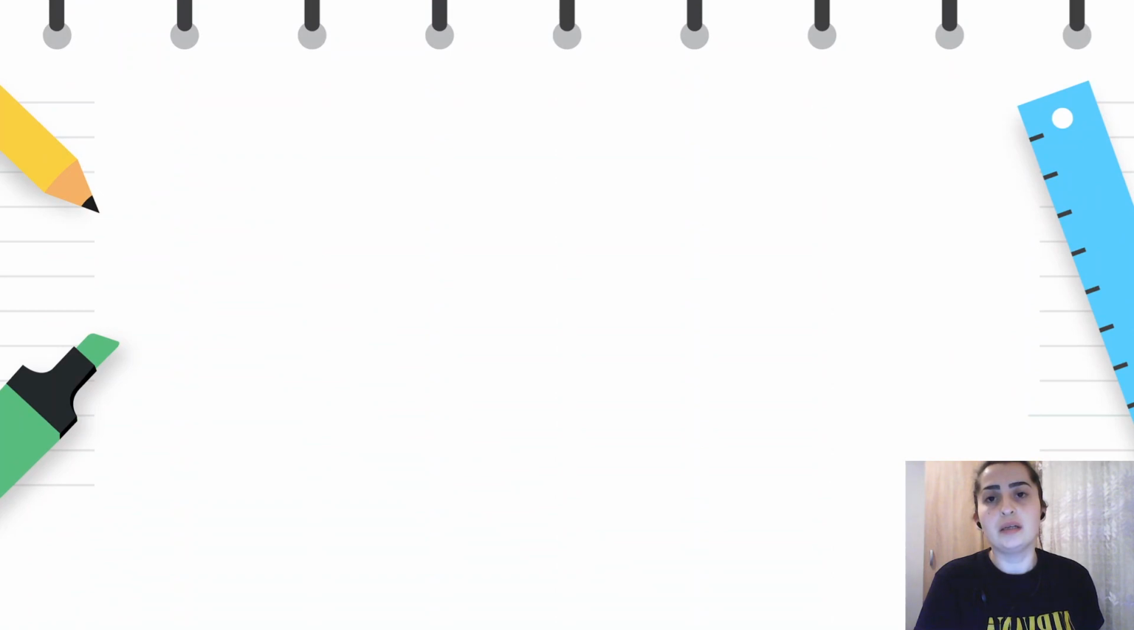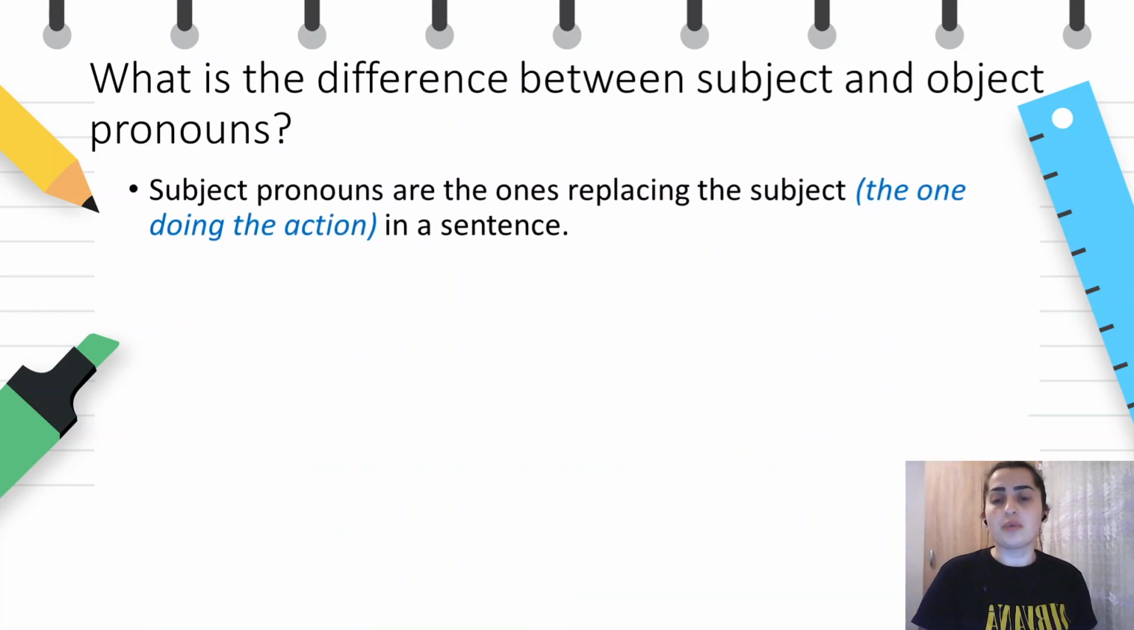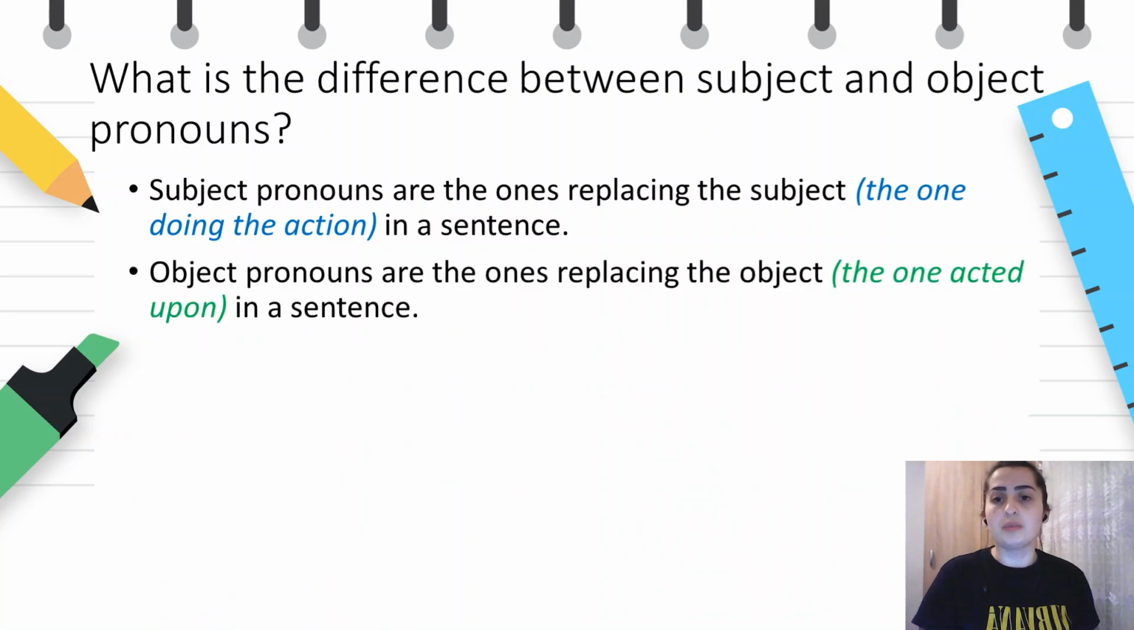So, as you saw in the list before, the personal pronouns are divided into subject and object pronouns, and now we will see what is the difference between them. So subject pronouns are the ones replacing the subject in the sentence, while object pronouns are the ones replacing the object in a sentence. As you can see, the subject in a sentence is the one doing the action, while the object in a sentence is the one acted upon.